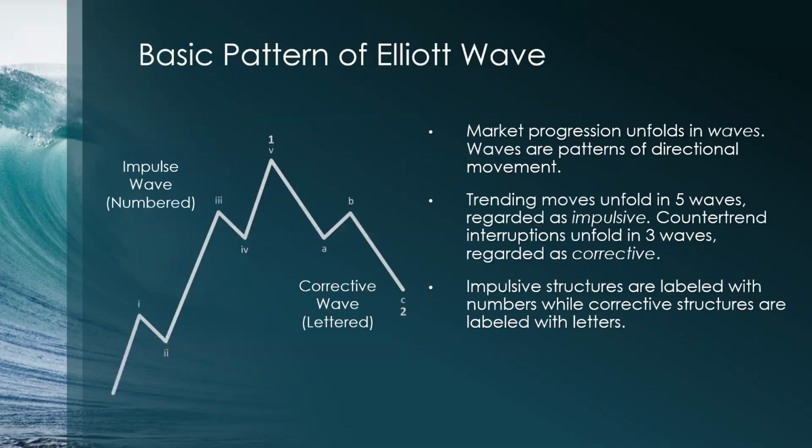So the basics of the Elliott wave pattern are that the market unfolds in waves. The trending moves unfold in 5 waves, regarded as impulsive. Counter-trend interruptions unfold in 3 waves, regarded as corrective. Impulsive structures are labeled with numbers, while corrective structures are labeled with letters. So we have an impulsive wave structure here, 1, 2, 3, 4, and 5. And a corrective wave structure here, A, B, and C.